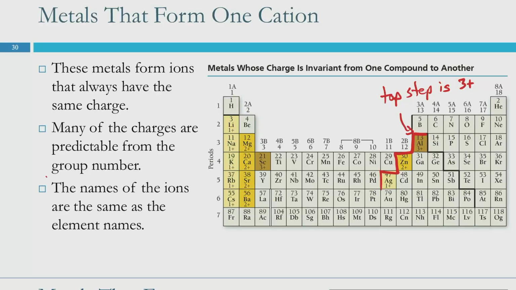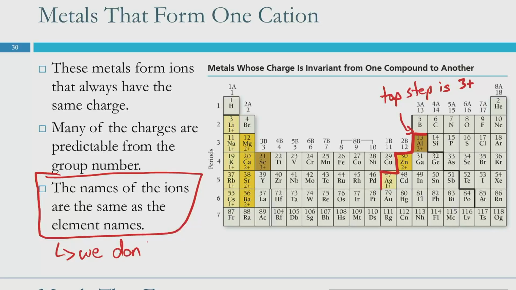So when we're making ionic compounds with these, the name of the ion is the same as the element name. We don't change anything. So that's super nice. And that's because we know that it's always the same charge.